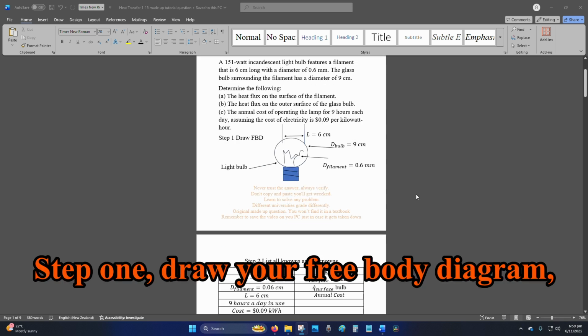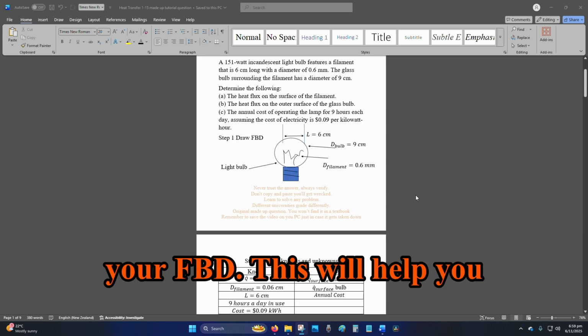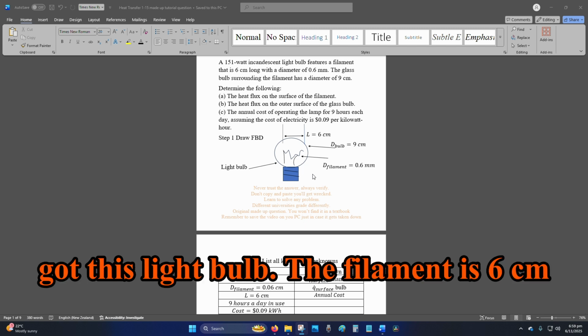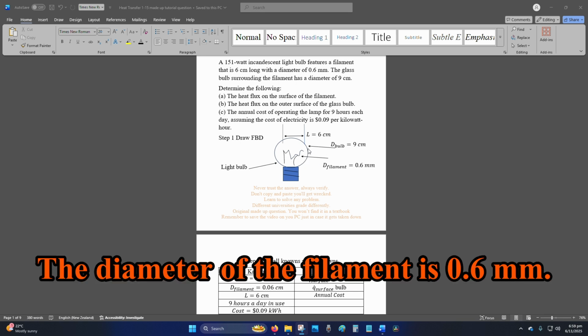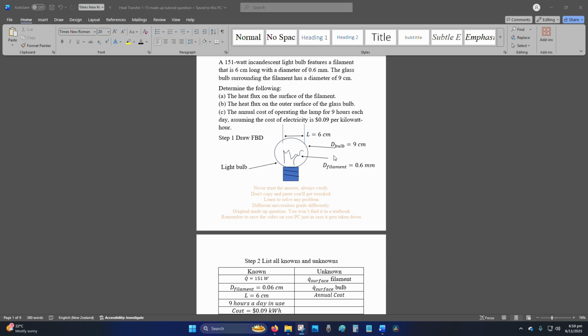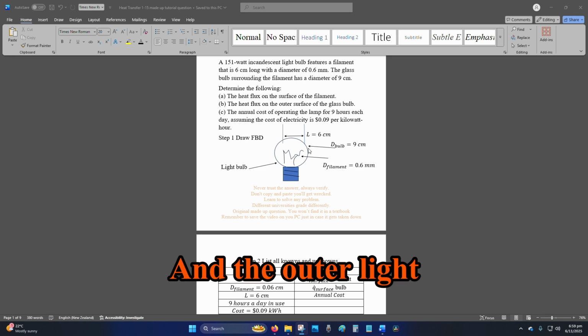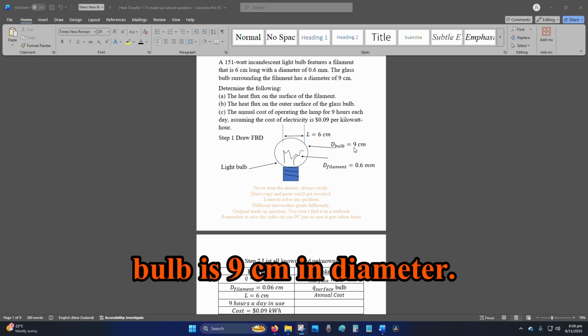Step 1, draw your free body diagram, your FBD. This will help you visualize the problem. We've got this light bulb. The filament is 6 centimeters long, so that is the tungsten wire here. The diameter of the filament is 0.6 millimeters, and the outer light bulb is 9 centimeters in diameter.